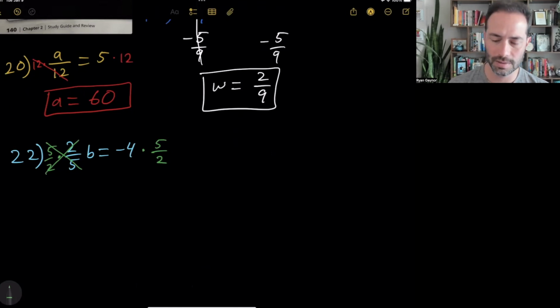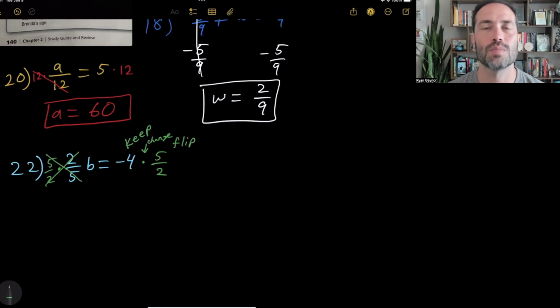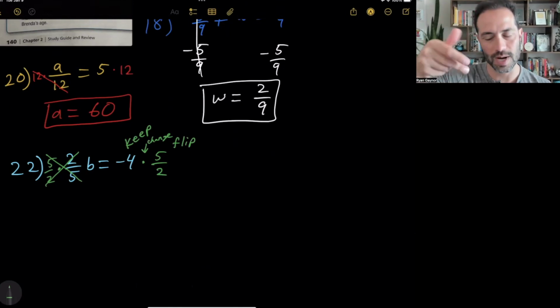All right, but let's just really quick talk about that keep, change, flip. So this is keep the -4, change the division to multiplication. So that's right here, okay? So it went from division to multiplication, and then flip, right? It used to be 2/5, now it's 5/2. You can also call it multiply by the reciprocal. Reciprocal means you flip the fraction.